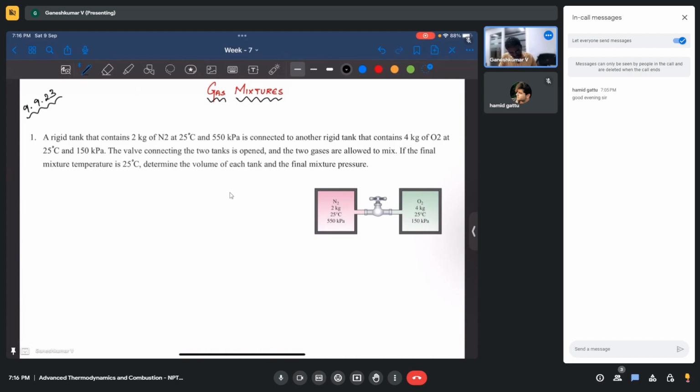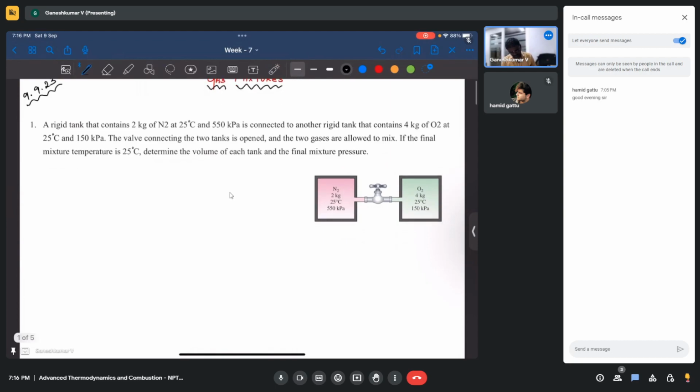The first question deals with a rigid tank which contains 2 kg of nitrogen at 25 degrees Celsius and 550 kilopascal. It is connected to another tank which contains oxygen at 4 kg, 25 degrees Celsius and 150 kilopascal. Now if they open this valve, these two gases will mix, right? Determine the volume of the tank, and also find the final mixture pressure. Simple and straightforward.